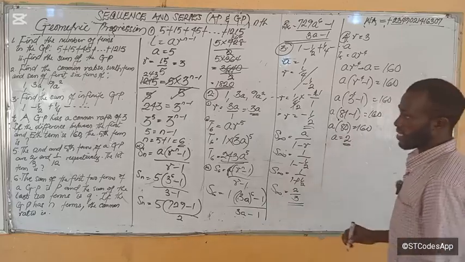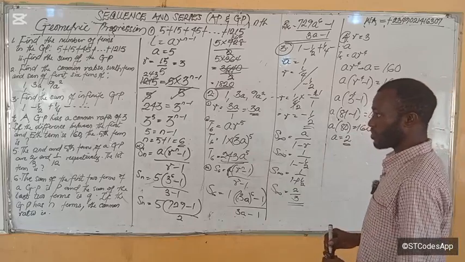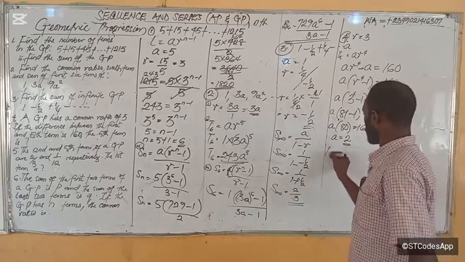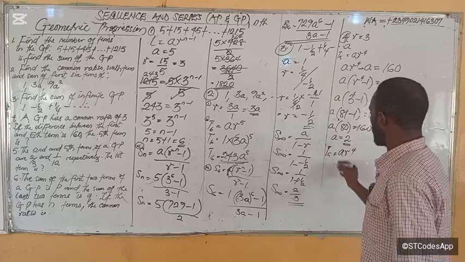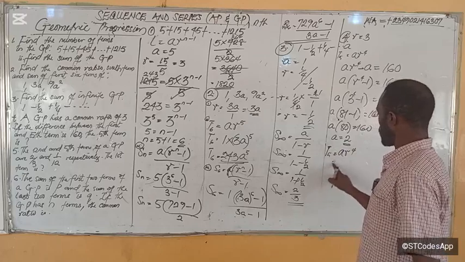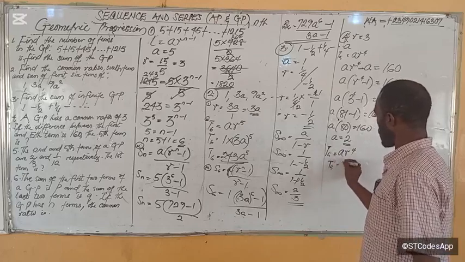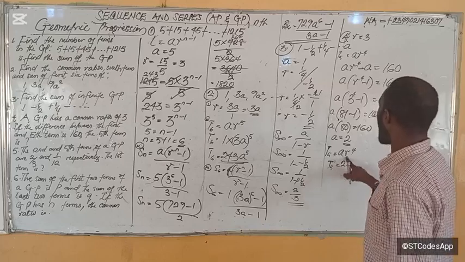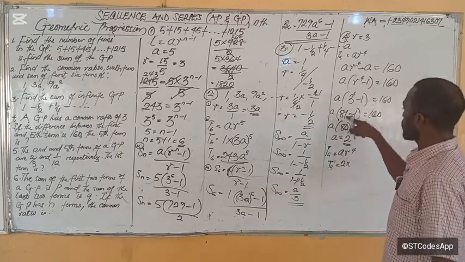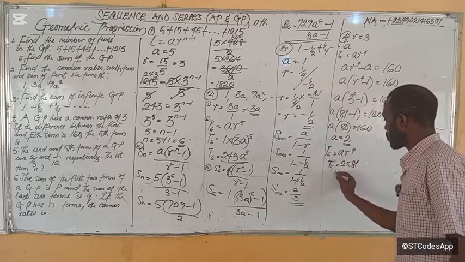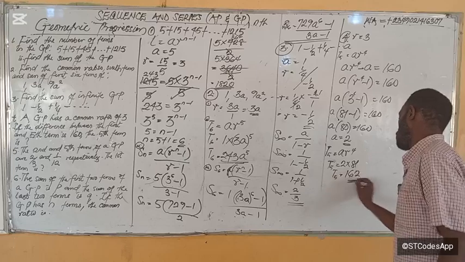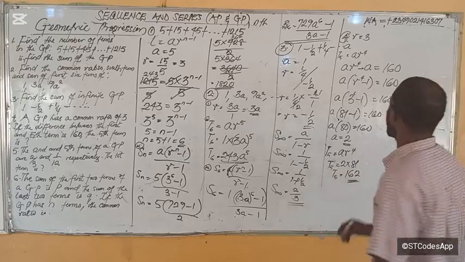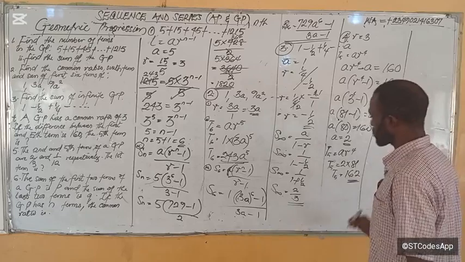Is that clear? So find what? The fifth term. What's the fifth term? So T5 is what already, A R raised to power 4, right? So T5 will just be, what is A? 2 times R raised to power 4, which gave us 81, right? 2 times 81. So T5 will be equal to 162. Alright. So that's that. You see how easy that is?